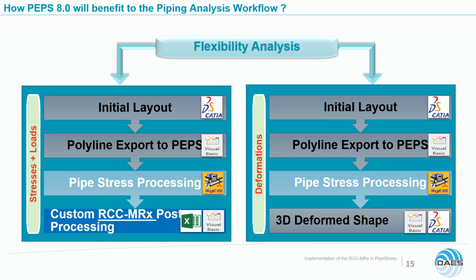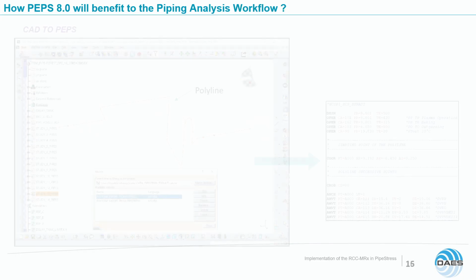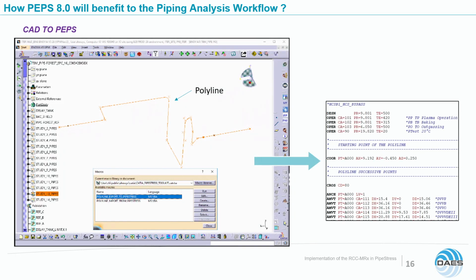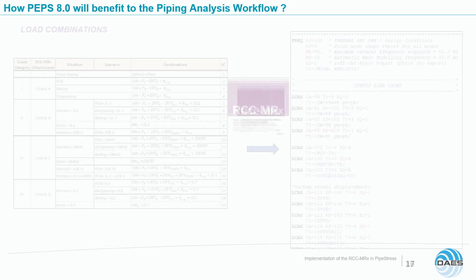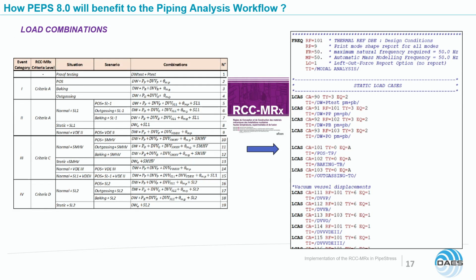It's the same way for a 3D deformed shape. So I will show you quickly how we did it. This is the translation from the model, 3D model or CAD model, into something readable by the software. Next, we have to parameterize our model. We have to make our brains work and create our load cases.